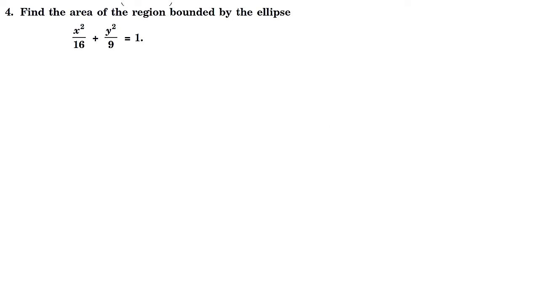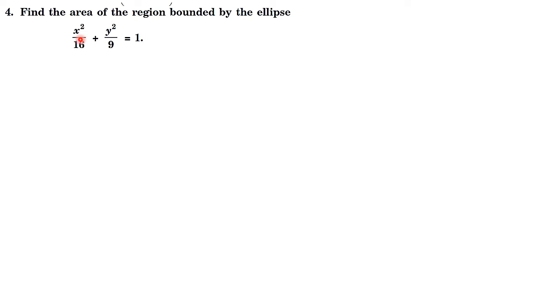Next we shall discuss question number 4. Find the area of the region bounded by the ellipse x square by 16 plus y square by 9 is equal to 1. So this is the equation of the ellipse, and we have studied two types of ellipse: one with the major axis along the x-axis and another with the major axis along the y-axis. So how to identify the major axis, that is the first thing.